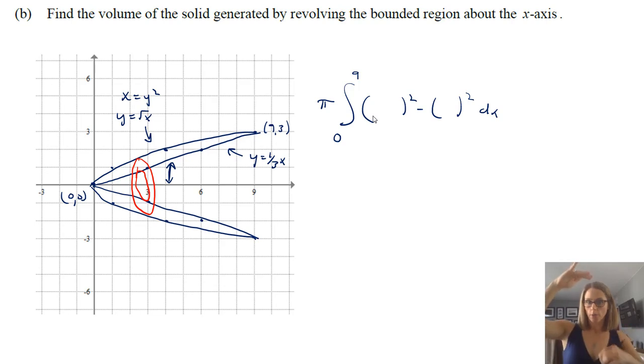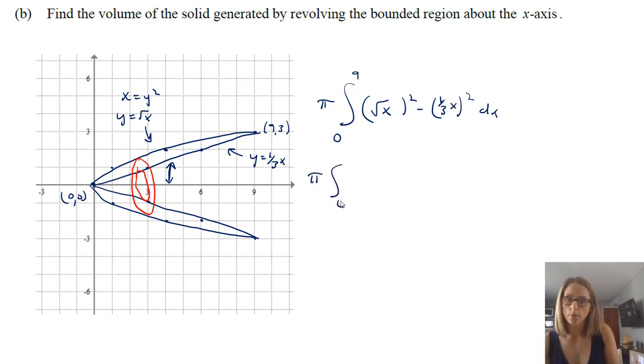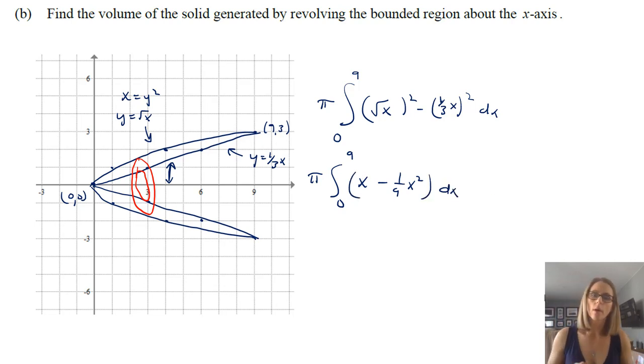So our outer is square root of x, again because we're in the first quadrant. Our inner is 1/3 x. And both of them are squared because this is the washer method. So I'll just simplify that a little bit. We have x minus 1/9 x squared dx. And again, a fairly simple integration that you can find and get, no problem.